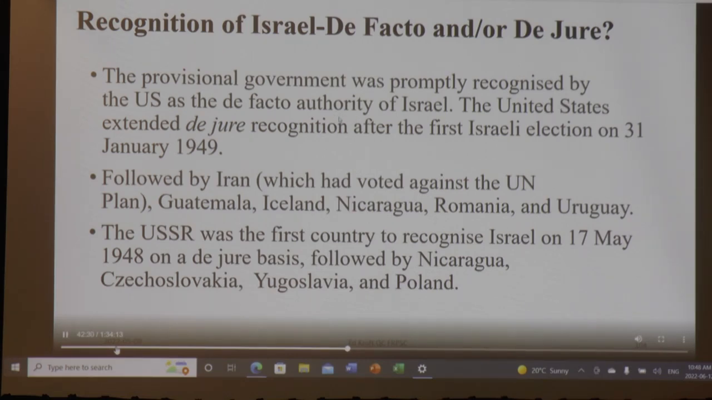And the first country to extend legal recognition to Israel was the USSR on May 17, 1948, followed by Nicaragua, Czechoslovakia, Yugoslavia, and Poland. And the reason why this slide is very important is because when countries extended legal recognition to the State of Israel, they could conduct postal relations with them. And they did, as we will come to see in a few minutes.